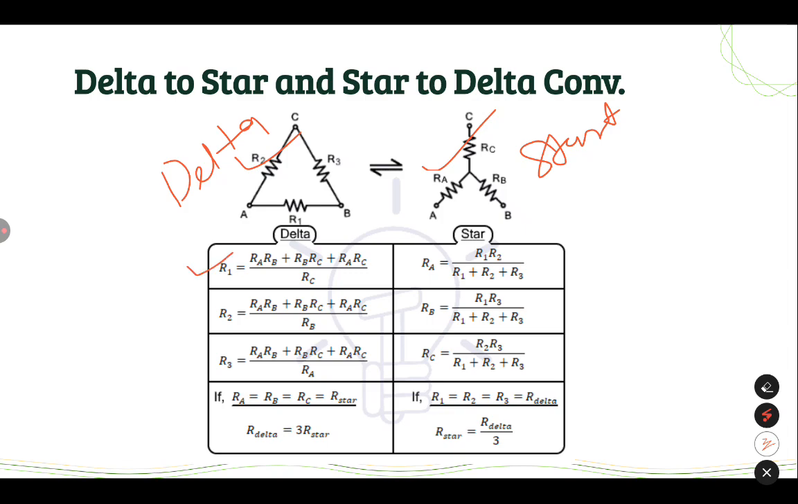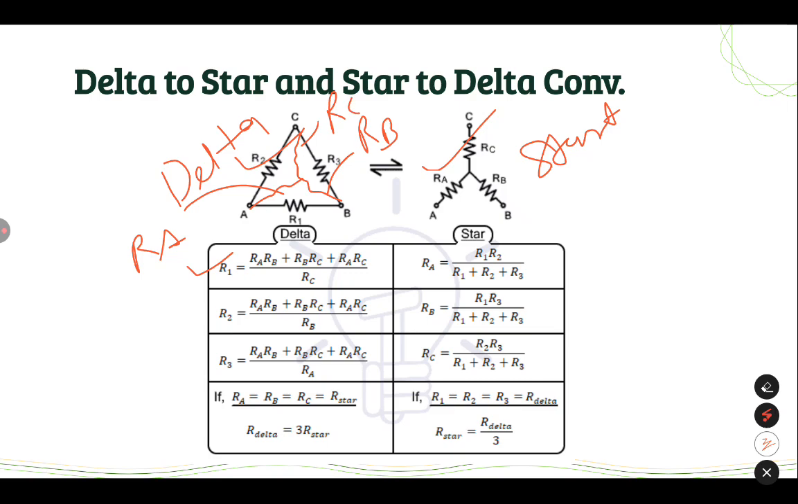But how can you remember this? This is the most important thing. What you will do is just draw a star inside this. This is RA, this is RB and this is RC.